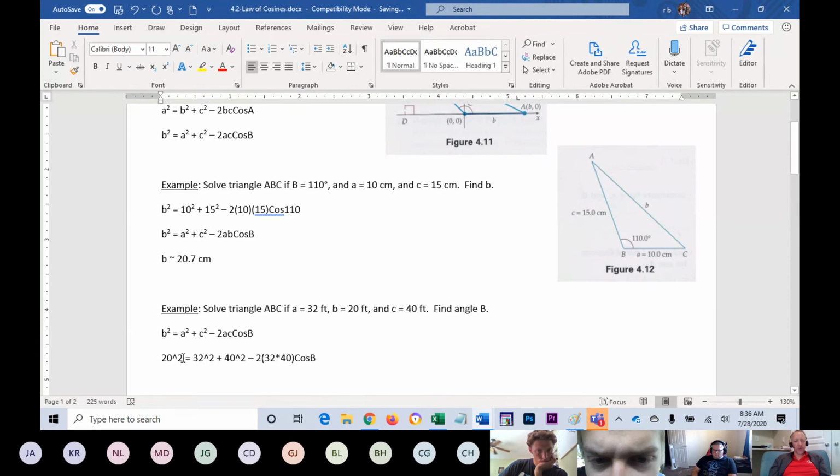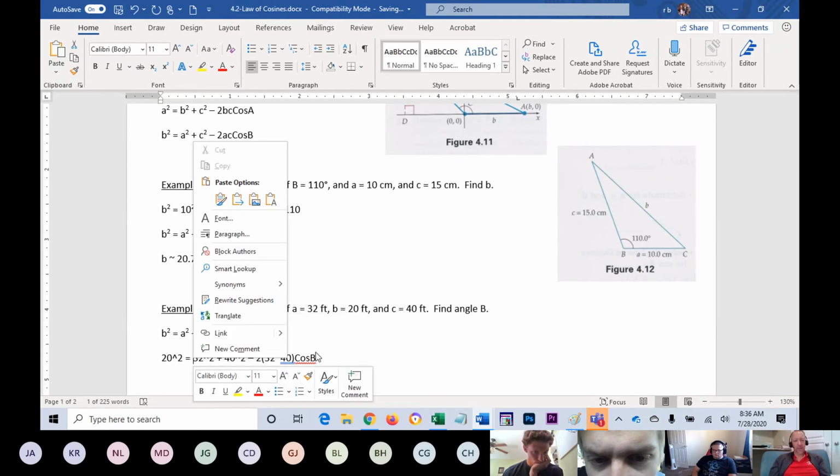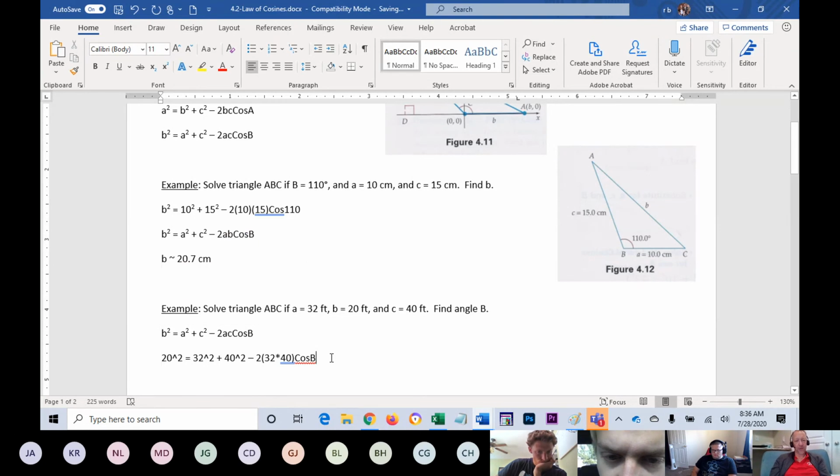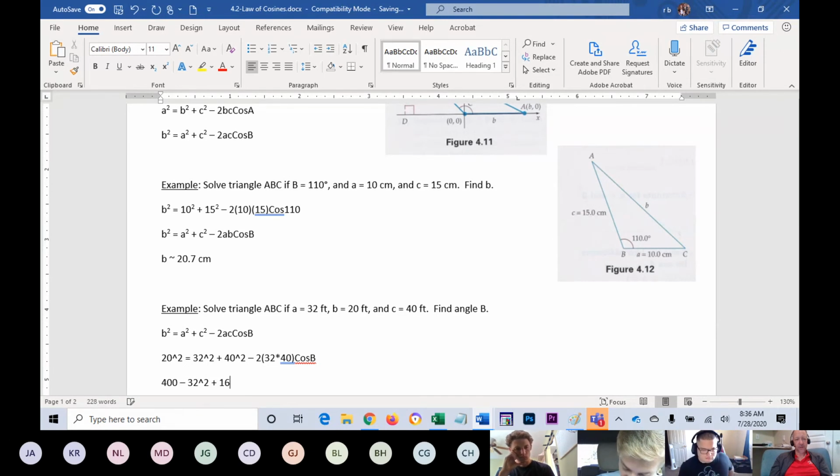So B is going to equal 20 squared divided by, well, I guess maybe we should do the math. I was going to think I could do that in one step, but I better not. So I'm just going to leave this as 20 squared. Well, 20 squared is 400. I can do that one in my head. The other ones I'm not so sure about. I need to subtract 32 squared and subtract 40 squared, which is 1600, right?